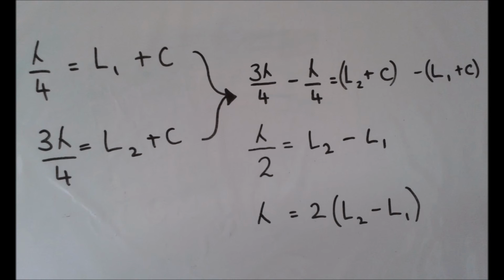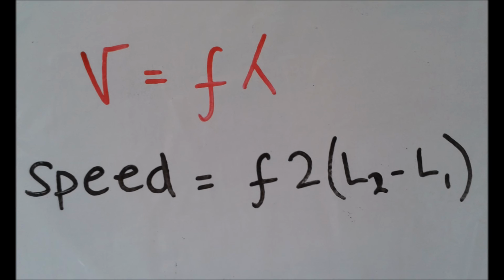If we subtract them from each other, we see that half a wavelength equals L2 minus L1, and a whole wavelength, rearranging the equation, is equal to 2 times (L2 minus L1). We will know the frequency of the fork that's been used, so now we can find the speed of sound using the equation v equals f lambda, or speed equals frequency times wavelength. You can see this on the diagram.